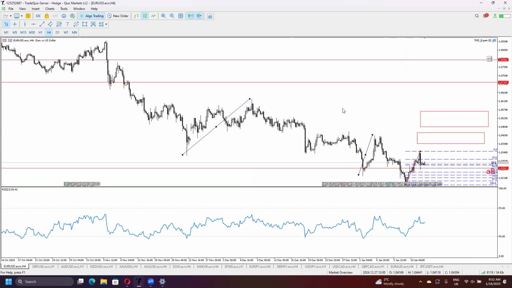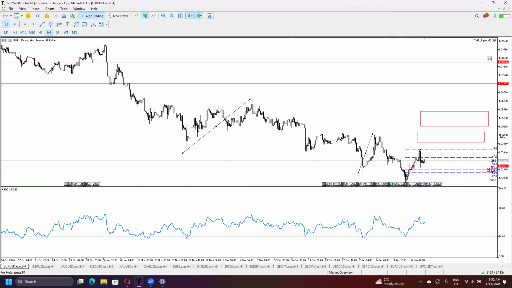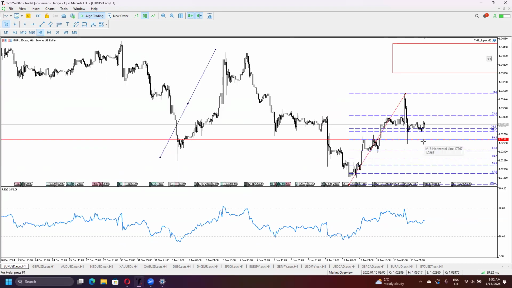And euro dollar, same story. If you are not afraid of entering without the candle formation on H1 or H4 and M30 is enough for you, then market is ready to buy. If not, then wait for the false break of this bottom from the left side. And pretty much that's it.